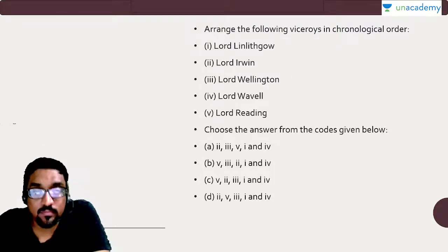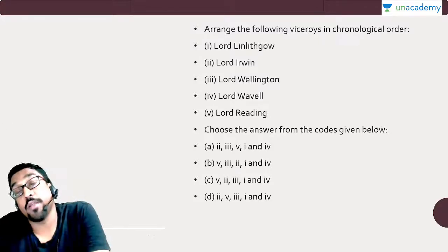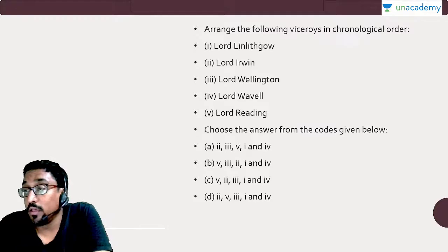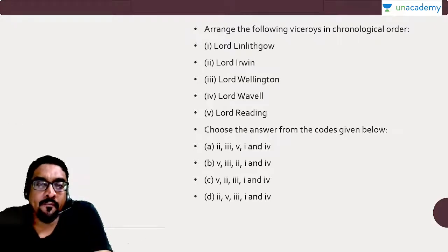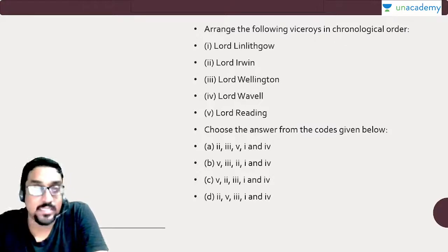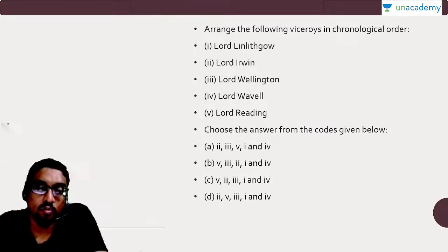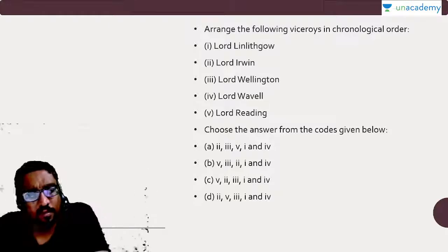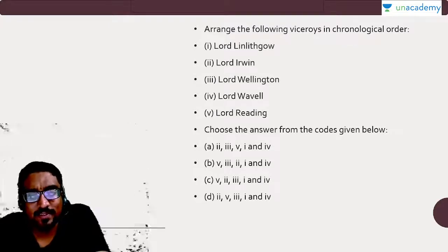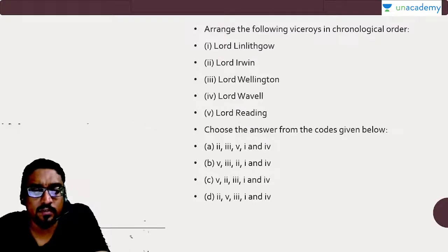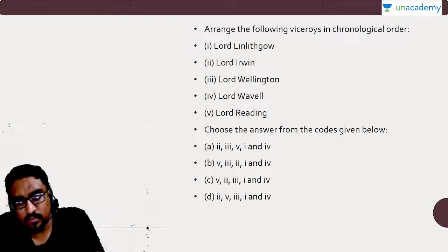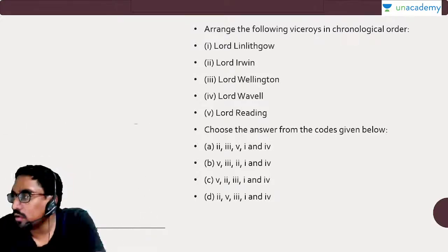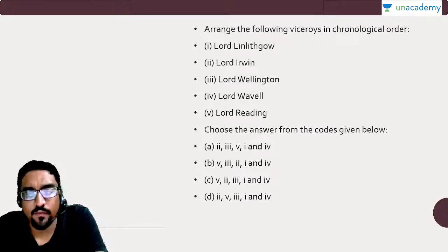Lord Reading. If you can remember, Reading was very instrumental in the suspension of the Rowlatt Act. He was the guy who got rid of the Rowlatt Act immediately, so around the 1920s. Then Lord Irwin made a mess. Gandhi Irwin Pact, 1930s, so you'll remember him. Wavell was in the 40s, Shimla Conference, right? Wavell was in the 40s. Then came Wellington, who replaced Irwin. Then Linlithgow, who faced more trouble. Finally, Wavell in the late 40s.